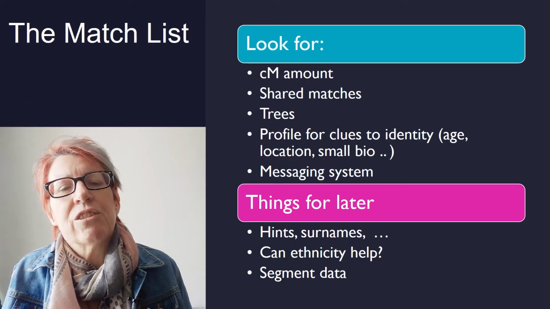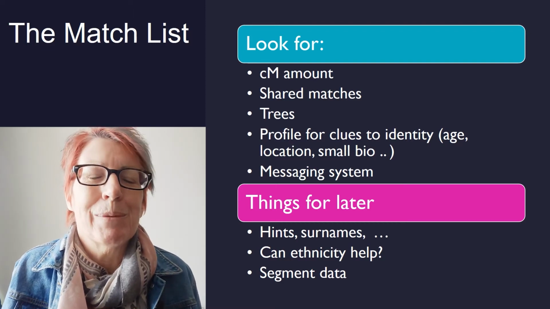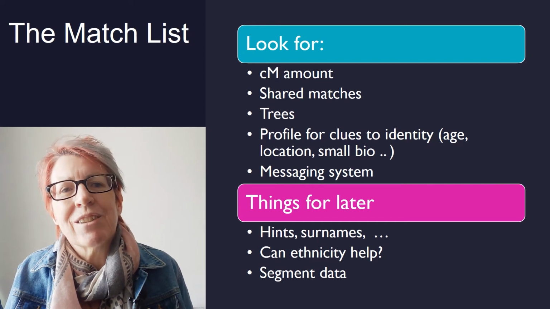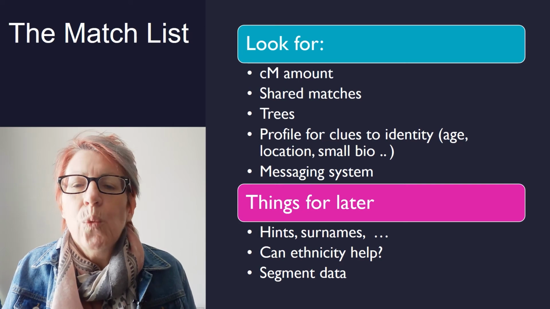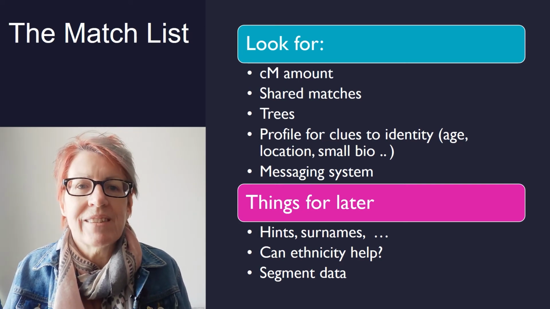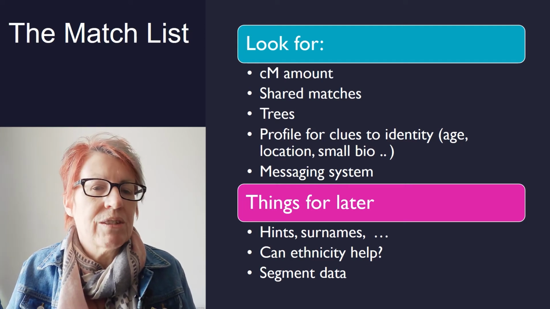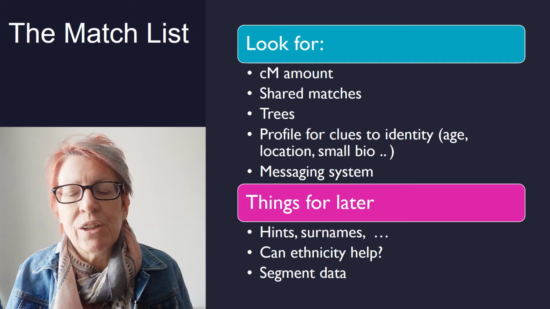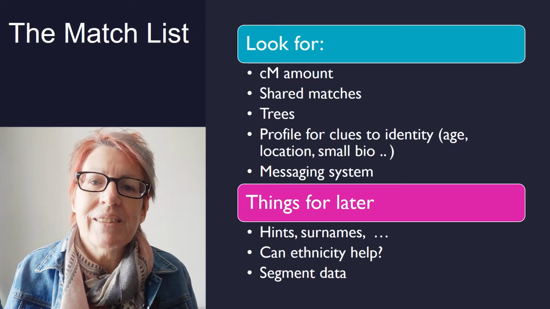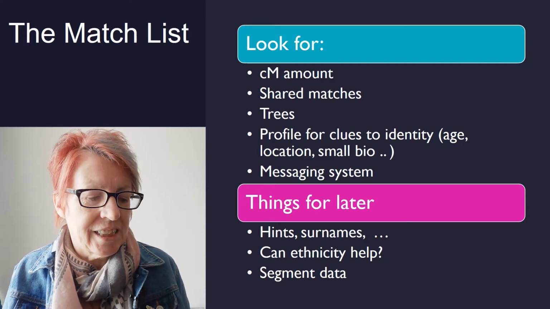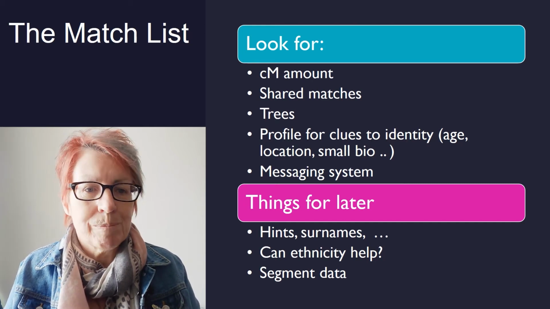Now, what are we going to look for when we get our matches back, after we've looked at our ethnicity estimate and decided whether we like that or not? Then we need to start looking at our matches. We want to look at the centimorgan amount, so how much DNA they share with us. Where to find the shared matches, so who else shares DNA with me in the match, any trees they have, and their profile. Sometimes there are lots of clues on their profile about who they are, and that helps us identify the match. And we want to see if there's any messaging system, so is there a way of contacting our matches if we want to ask them a few questions or see if they want to collaborate with us?